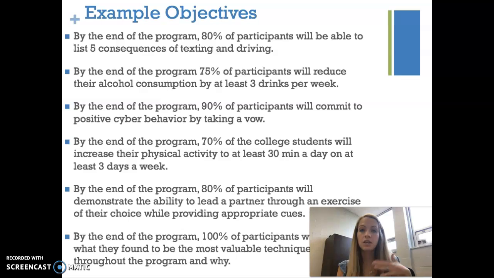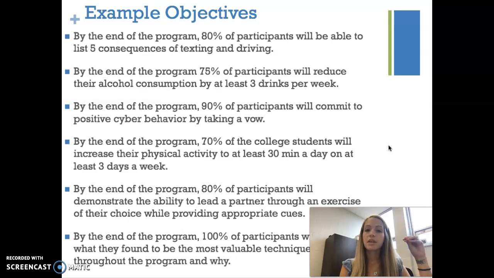And obviously this objective would be working to decrease or reduce the goal, reducing the incidence of texting and driving. All right, by the end of the program, 75% of participants will reduce their alcohol consumption by at least 3 drinks per week. Is this accessible? Are we able to measure this objective item? Absolutely. By the end of the program, 90% of participants will commit to positive cyber behavior by taking a vow.